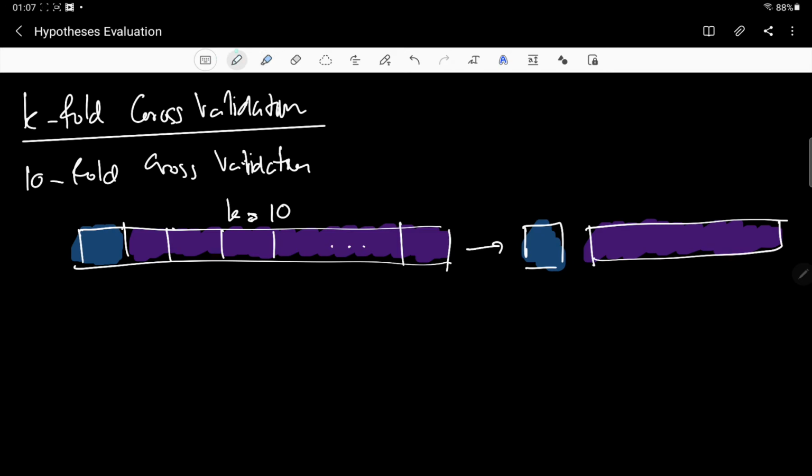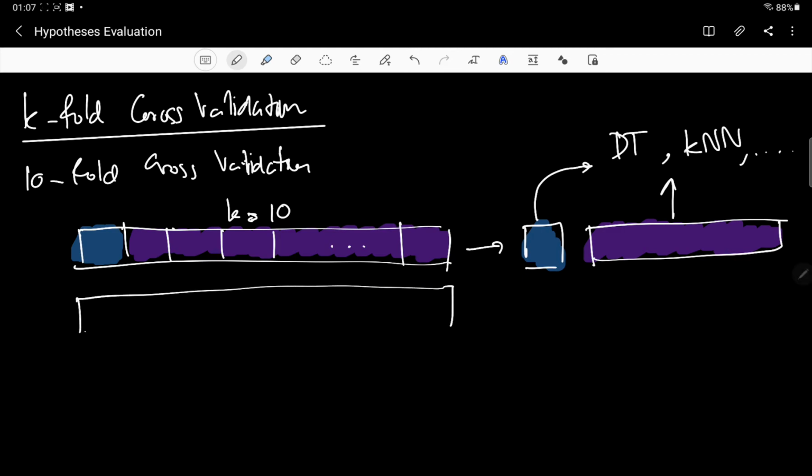Okay, and then for example, if you have a decision tree and k nearest neighbor, I'll talk about this later, but you may have many models. You must send your training data to each model and then test it with the model that you get. So you have to do it k times.